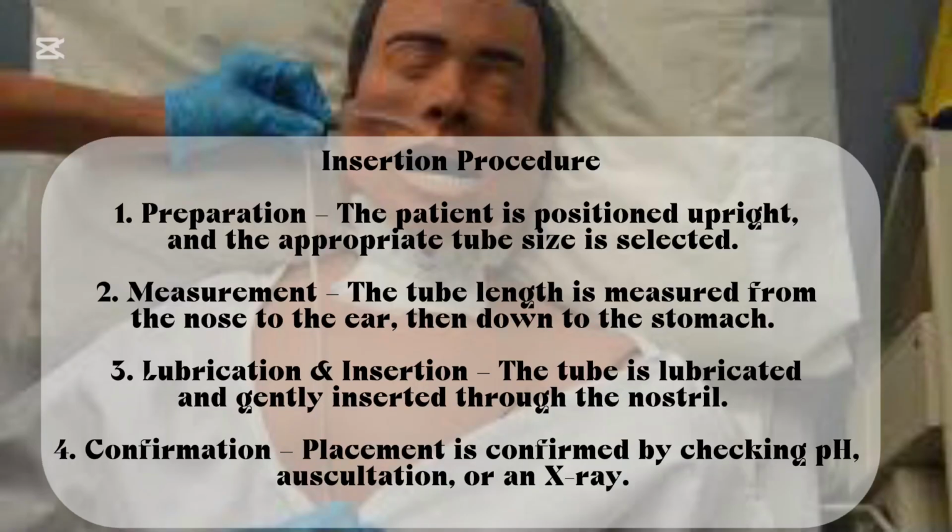Insertion procedure. 1. Preparation, the patient is positioned upright, and the appropriate tube size is selected. 2. Measurement, the tube length is measured from the nose to the ear, then down to the stomach. 3. Lubrication and insertion, the tube is lubricated and gently inserted through the nostril. 4. Confirmation, placement is confirmed by checking pH, auscultation, or an X-ray.